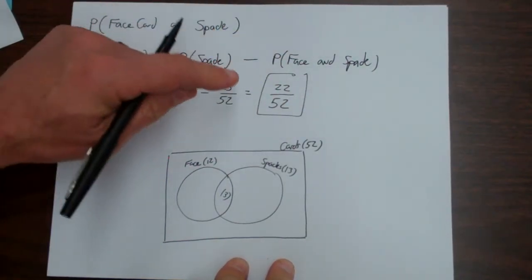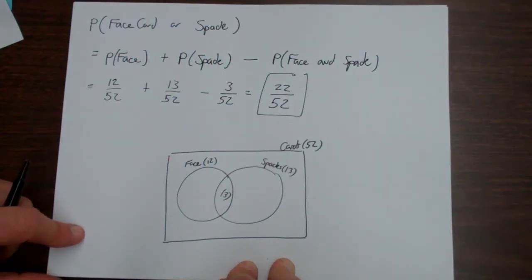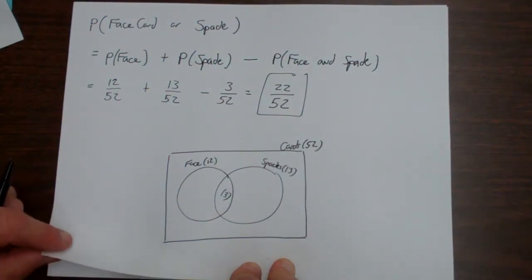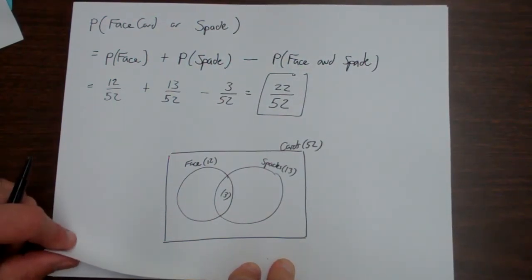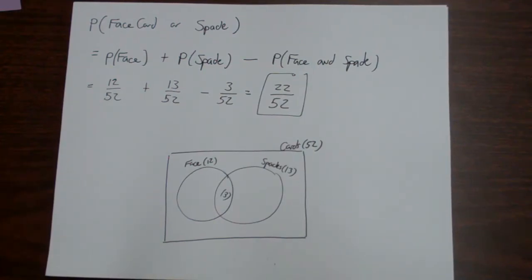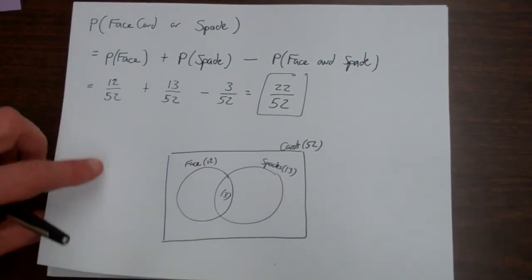Now, I'm going to leave this as a fraction like this. Generally, on a test, you'd probably want to make that into a decimal. You could also do it as a percent, as either one would be fine. And that's the basic addition property of probability.